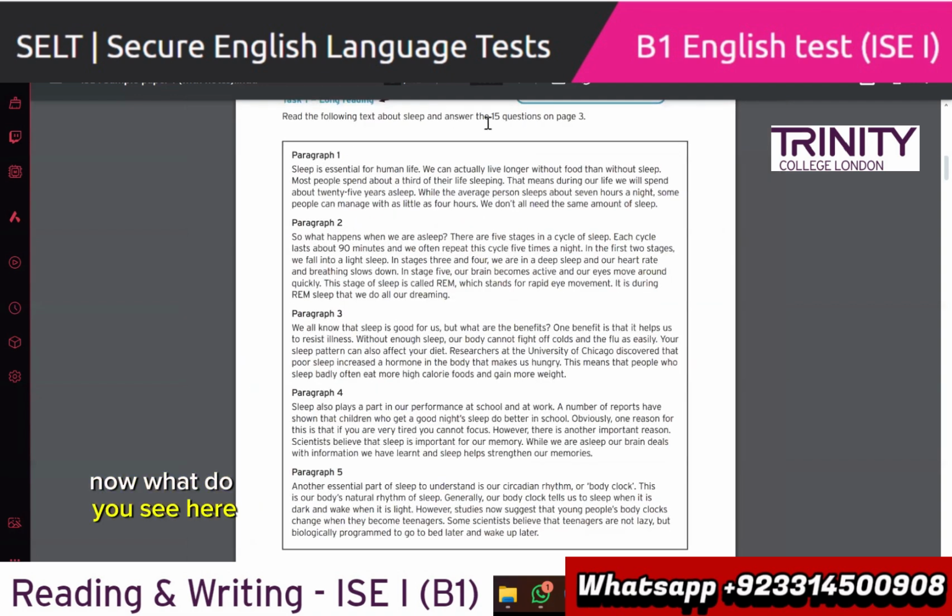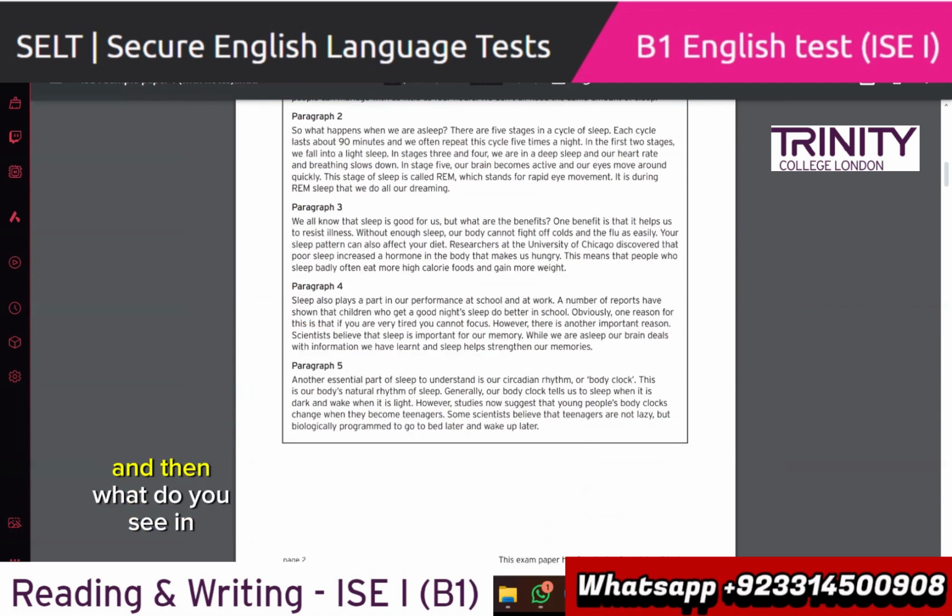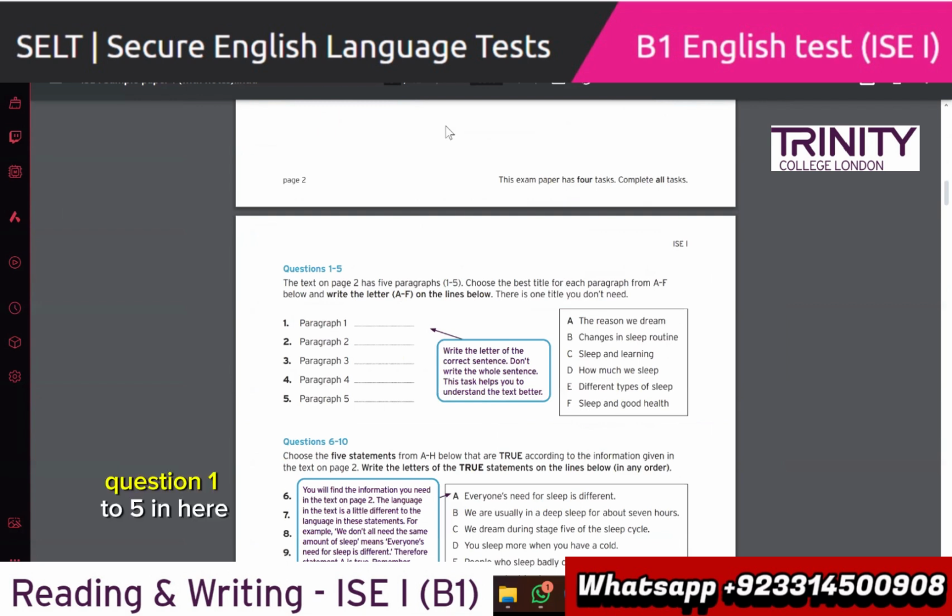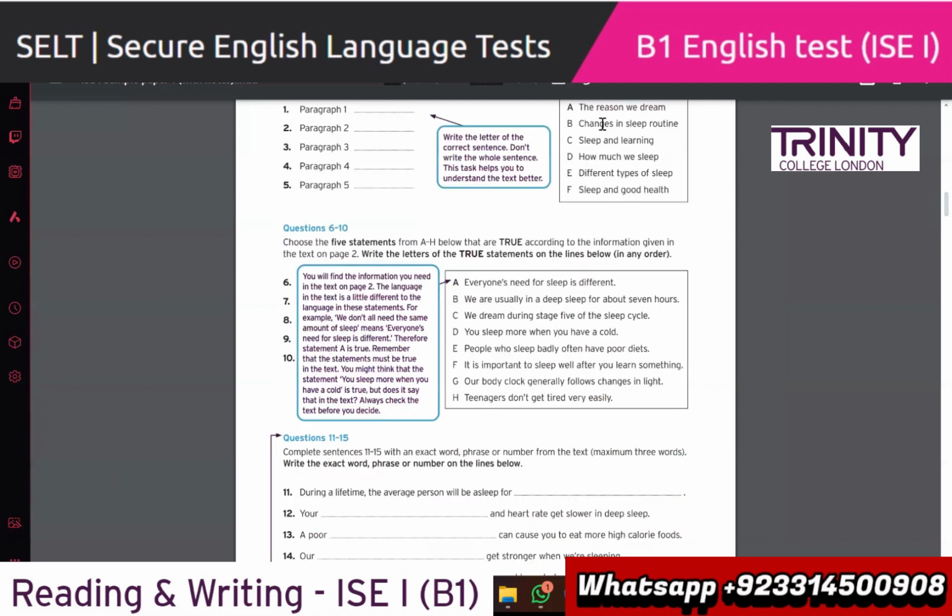Now, what do you see here? This is 5 paragraphs of reading. Okay, that's fine. And then what do you see in questions 1 to 5 in here? It's about paragraph headings. Yes, this is match the heading, and one heading is extra. You have to match the heading. If you know, this means you know the pattern already.